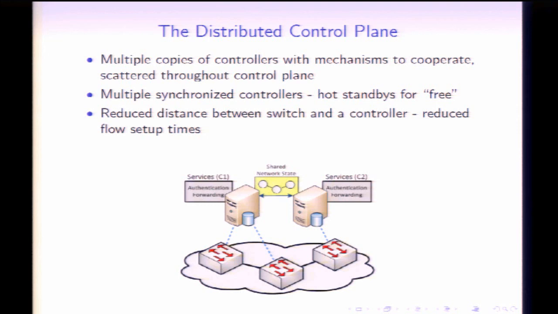One of the first experimental control planes that came up was the distributed control plane. You have multiple copies of a controller with the same services and the same network view, some kind of a synchronization mechanism just scattered throughout the control plane. So this is beneficial in that you can reduce the distance between any given switch and a controller that it can connect to. And because you have multiple controllers running simultaneously, hot standbys kind of come along for free. Not free per se, because there are still mechanisms that you need to fail over. But it's much easier to implement than a single controller mechanism.